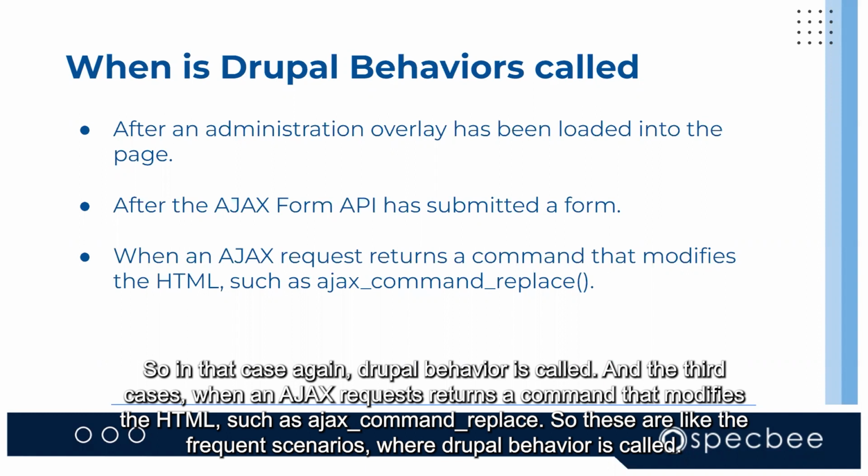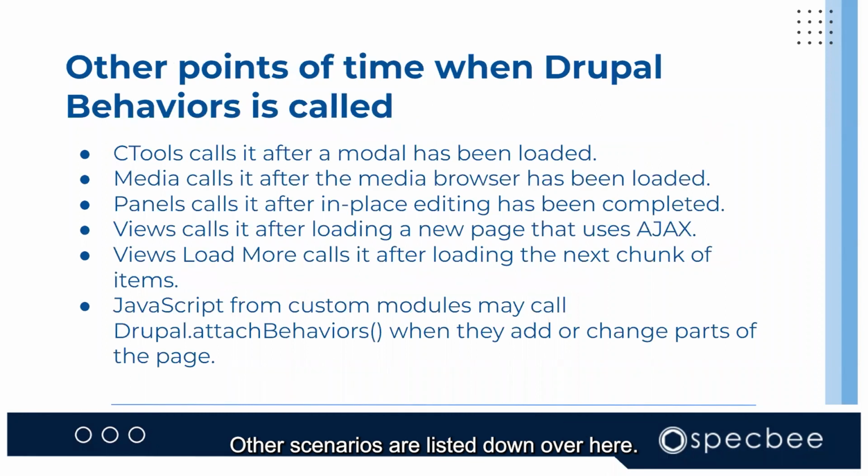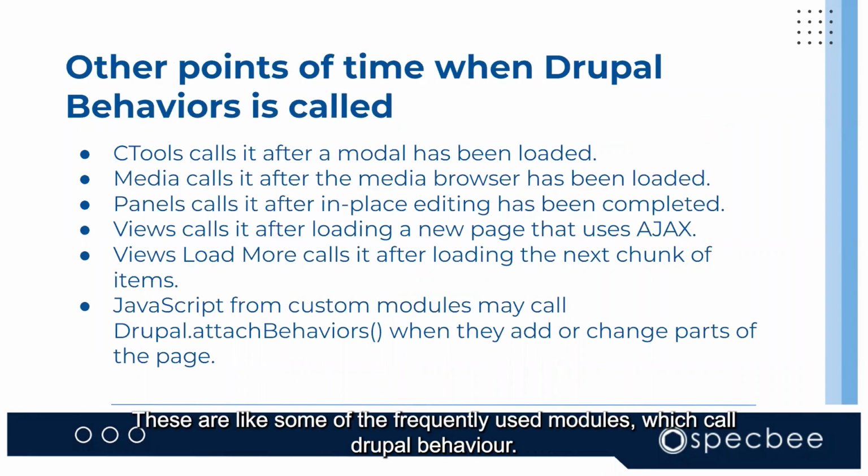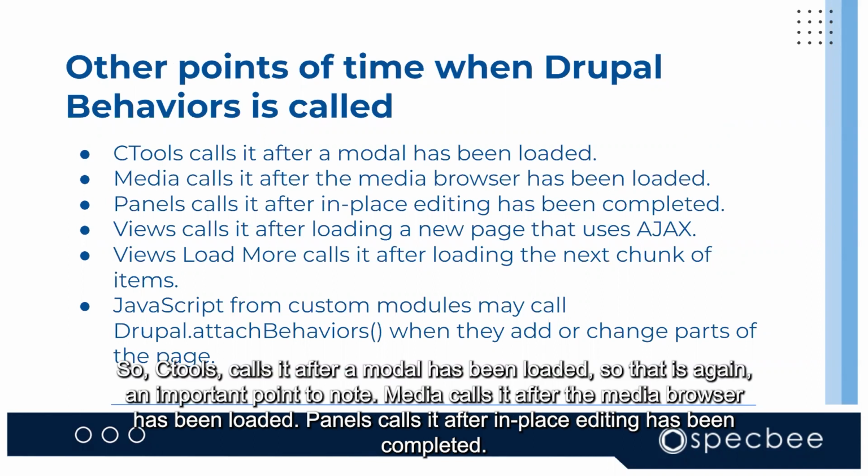And the third case is when an AJAX request returns a command that modifies the HTML, such as an AJAX command replace. So these are the frequent scenarios where Drupal behavior is called. Other scenarios are listed down over here. These are some of the frequently used modules which call Drupal behaviors. So CTools, chaos tools, calls it after a modal has been loaded. So that is again an important point to note.